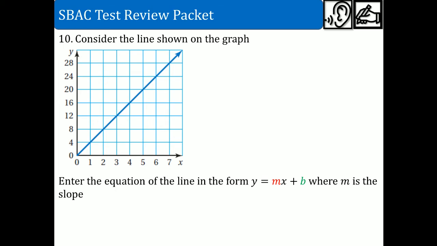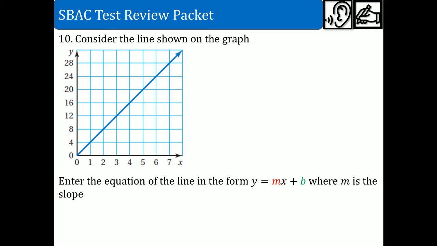Alright, welcome. This is the SBAC test review packet solution. This is going to be going over the questions on page 4 and page 5. Okay? Alright, so we have chapter 4, number 10 here.